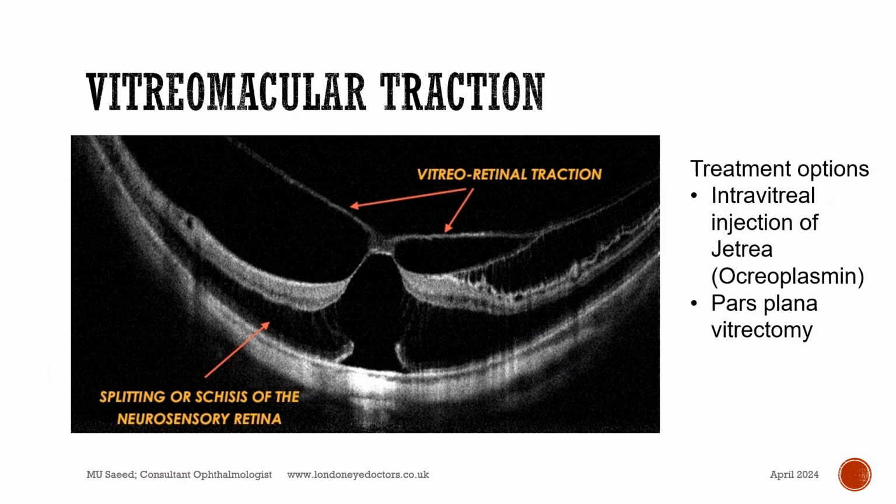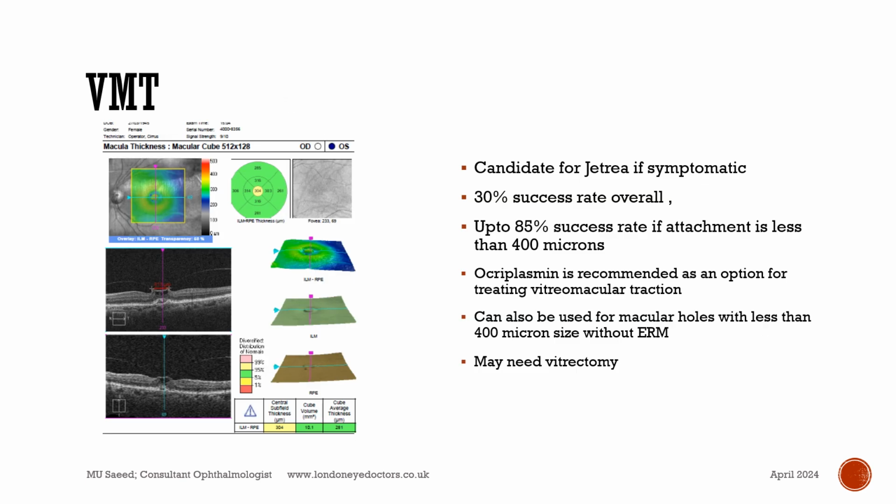Vitreomacular traction is another entity which can be identified on modern OCT scans. This basically means that the jelly of the eye is pulling on the retina at the back of the eye and disturbing the structure of the retina. Vitreomacular traction could be a candidate for jetrea if symptomatic, but the success rate is fairly low. And in our unit and most other units, vitreoretinal surgeons would much prefer doing a vitrectomy if the vitreomacular traction is significant.